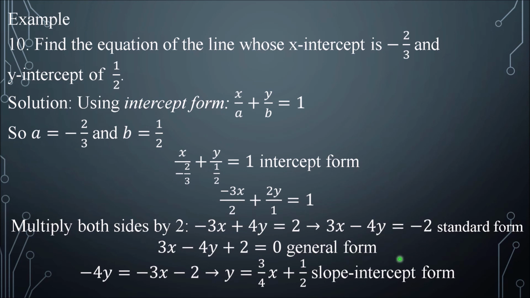Then, to change this to slope-intercept form, we isolate negative 4y first, and then transfer 3x to the other side, and then the 2 also. So it will become negative 4y equals negative 3x minus 2. Then we divide all sides by negative 4. As a result, we have y is equal to 3/4 x plus 1/2. So this is our slope-intercept form, wherein 3/4 is the slope and 1/2 is the y-intercept.